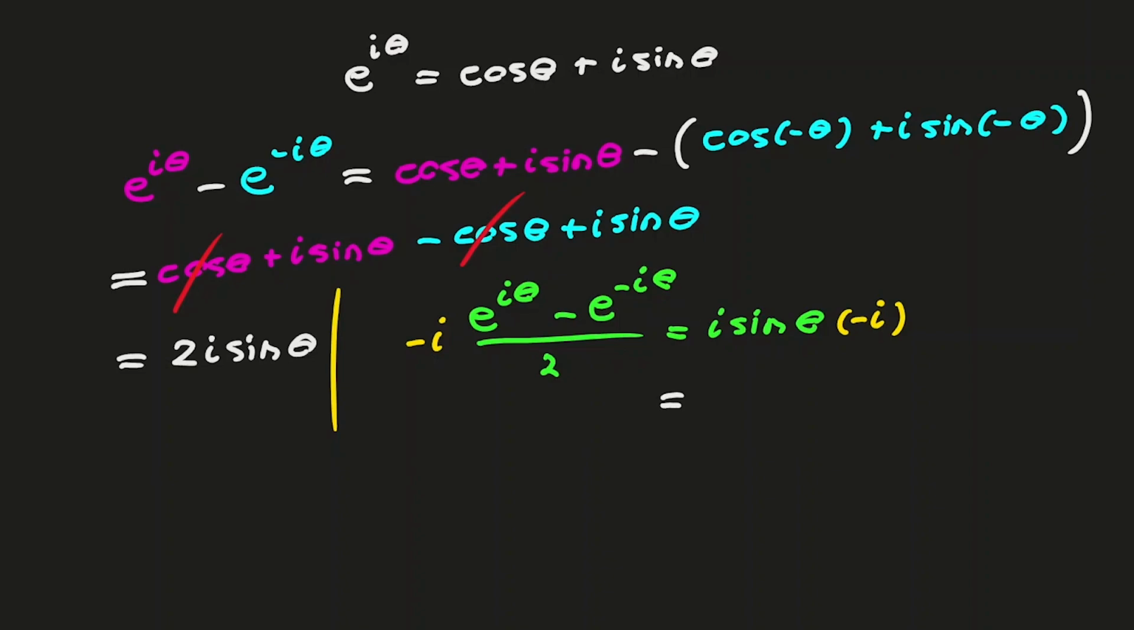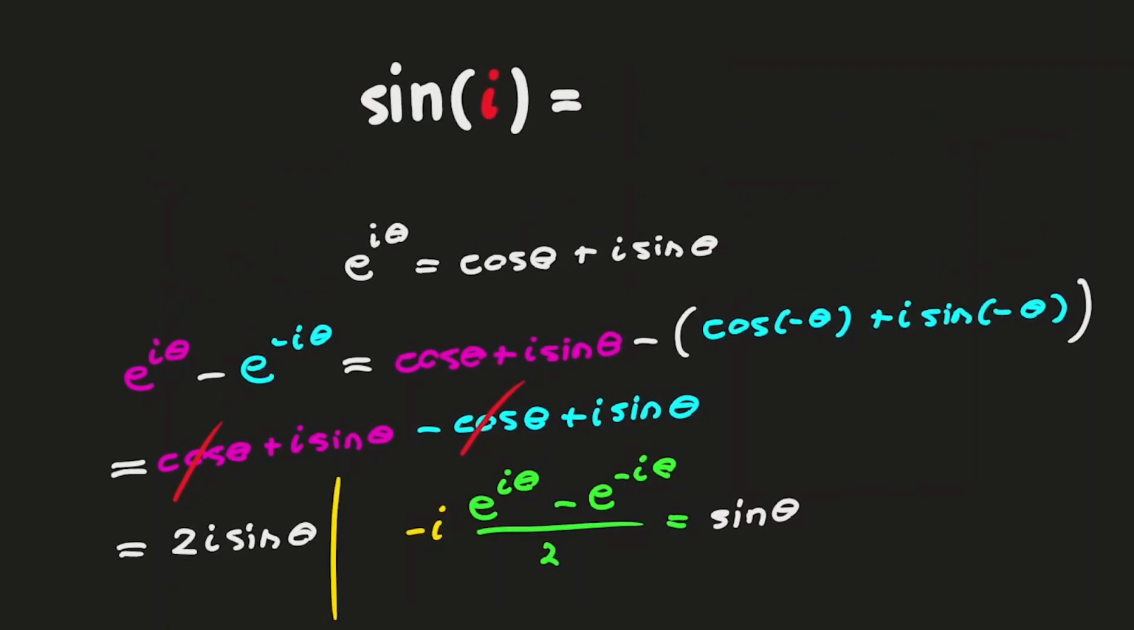In this way, on the right hand side of the equation, i squared equals minus 1, but we also have a minus in front. So this is minus i squared sine theta. This quantity is minus 1. Minus times minus is plus. So we get sine of theta. Let me write it here. Sine of theta equals minus i times e to the i theta minus e to the minus i theta, all divided by 2. Now remember, the theta can also be a complex number.